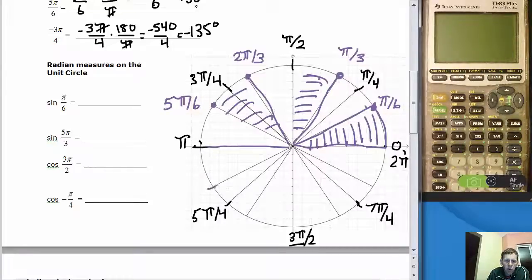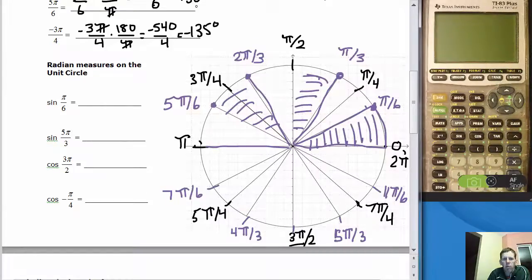Now if you continue going around the unit circle with these same fractions of 6, 1, 2, 3, 4, 5, 6 over 6, our next marking would be 7 over 6. We write it as 7 pi over 6. 8 pi over 6, which is the same as 4 pi over 3. 9 pi over 6, which is 3 pi over 2. 10 pi over 6, which is the same thing as 5 pi over 3. And 11 pi over 6, which is this value.